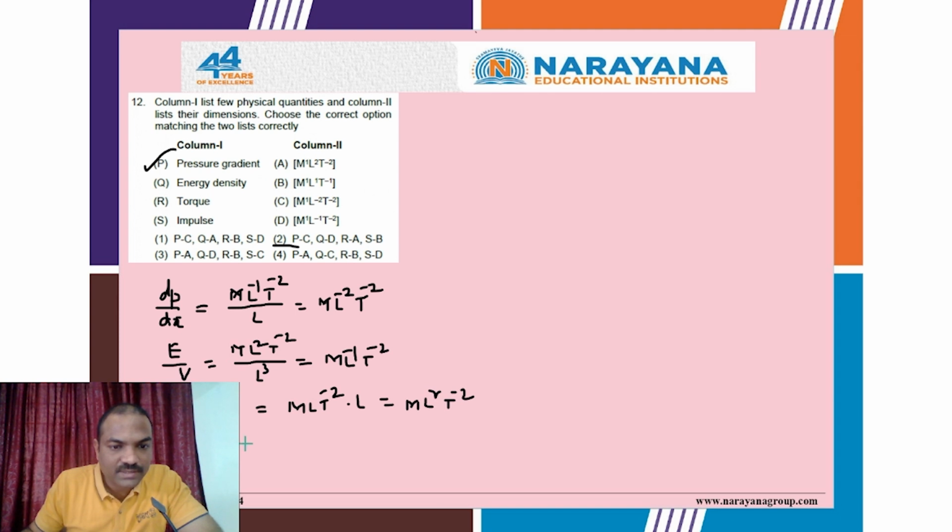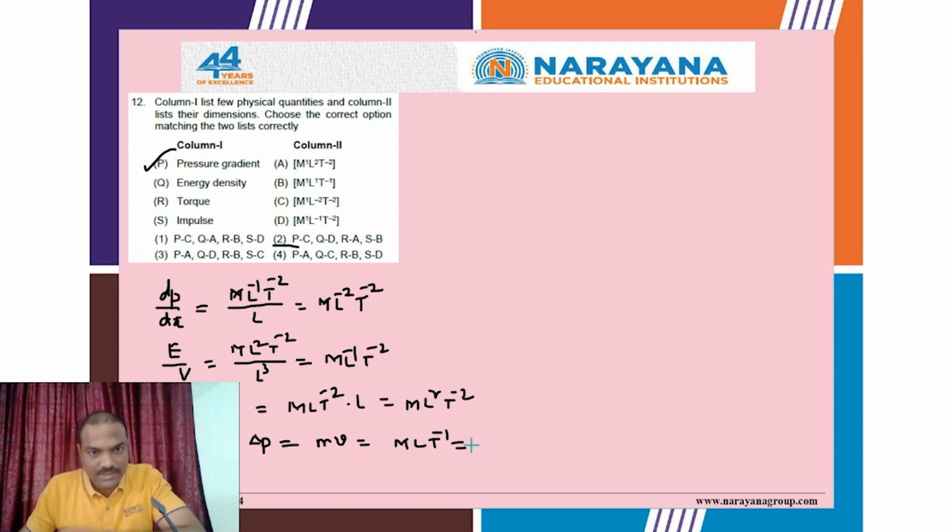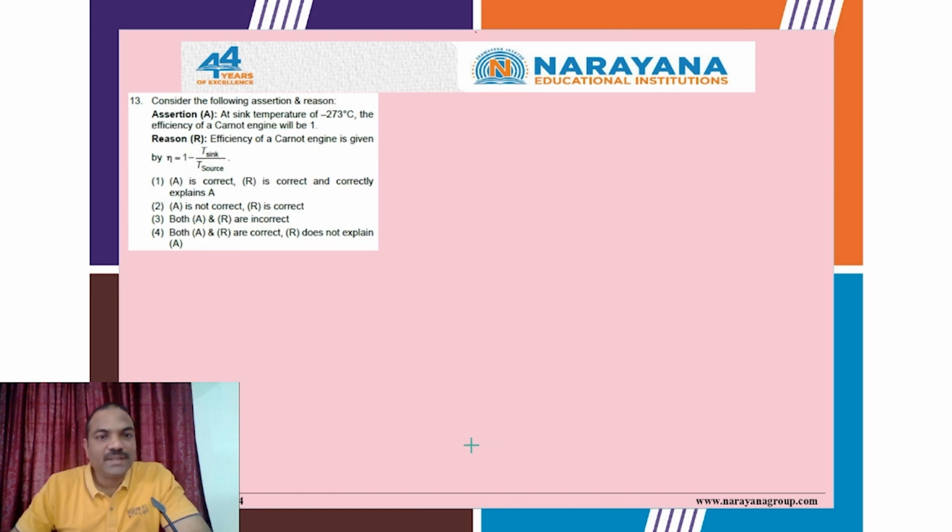J is the impulse, which is nothing but change in linear momentum. So ultimately the dimension will be momentum, mass into velocity. So m into L t power minus 1, so ml t power minus 1, which is S to B. As I told you, with the first two things only we have identified the option, that is the second option. So the next question is related to efficiency of the heat engine.